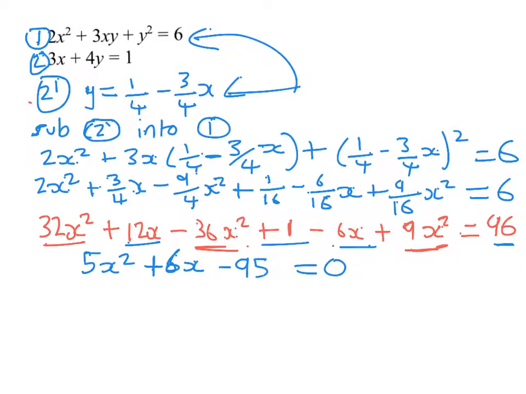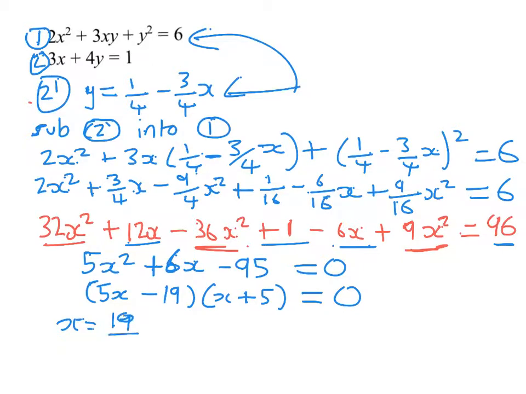Take away 95. Well, if we look at this, it doesn't seem obvious at first, perhaps, but that does factorise. I know this is going to be 5x and x because 5's a prime number. It does factorise. And 19 and 5 are handy numbers. So I've got a 5 there. 5 times 5x is my 25x. Take away 19x is 6x. So that gives me solutions. x equals 19 over 5, and x equals negative 5.